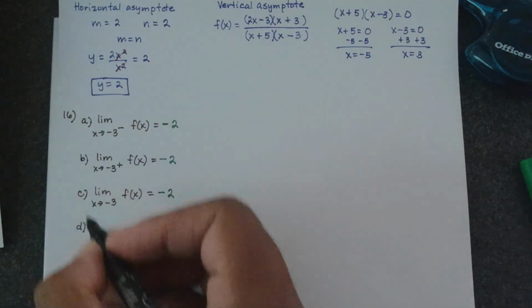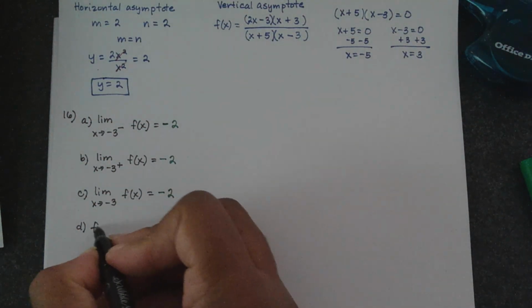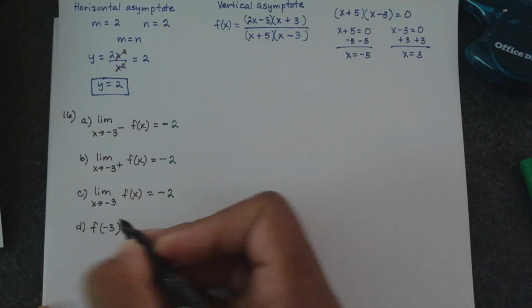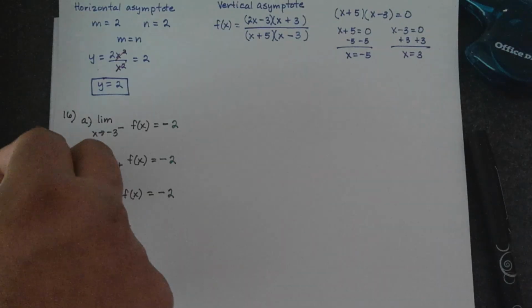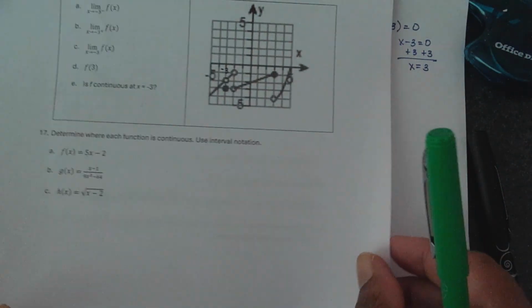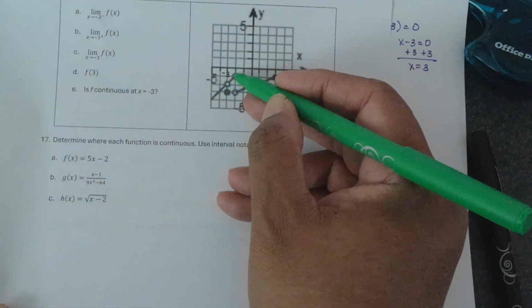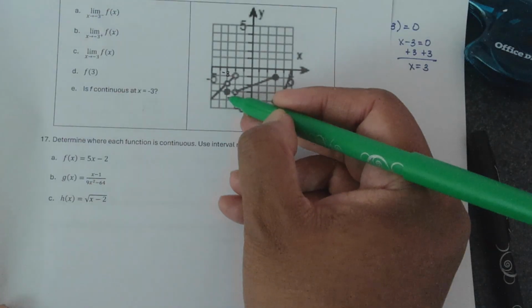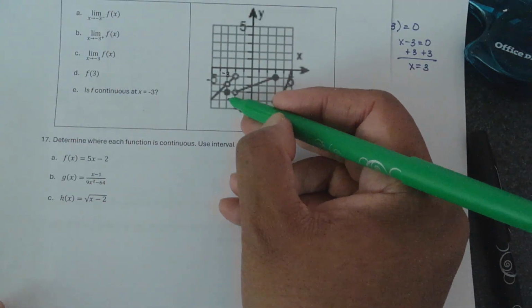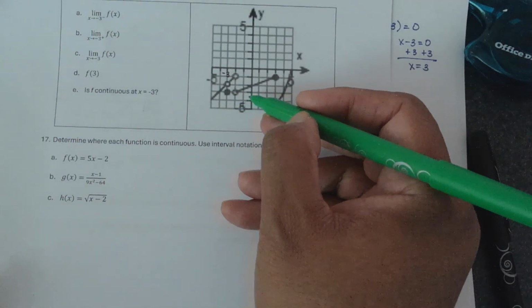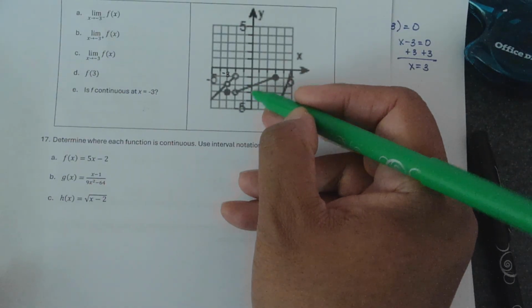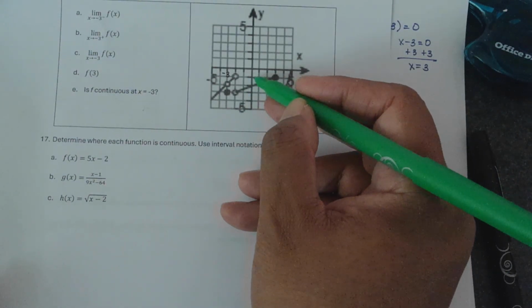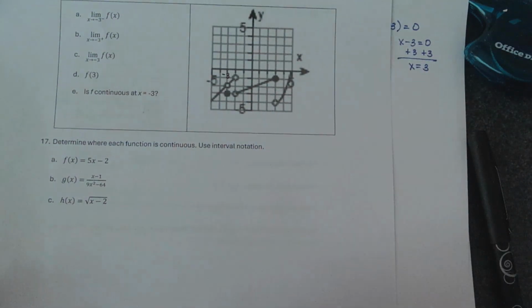And part D, f of negative 3. So we're looking for the value of that function when x is equal to negative 3. At negative 3, we do have a dot right there. So what would be that corresponding y value at that point? Negative 3, below the x. Negative 1, negative 2, negative 3.